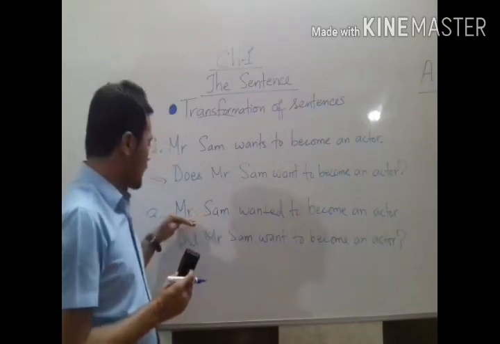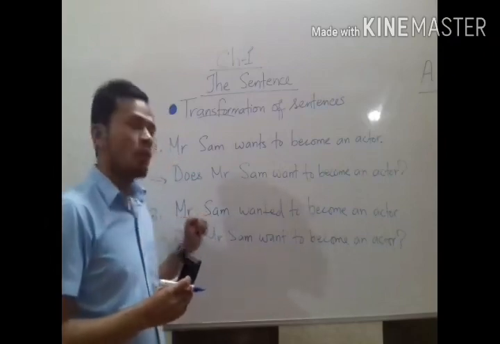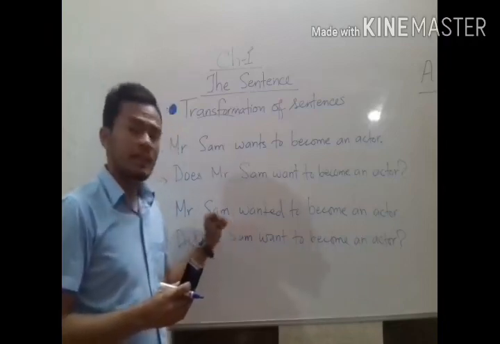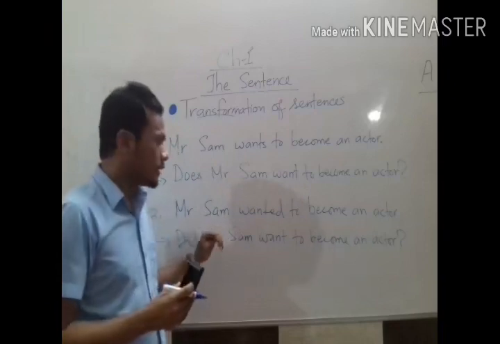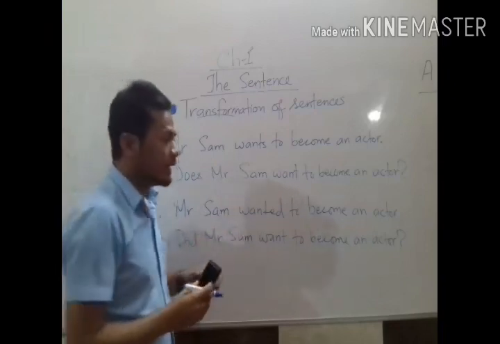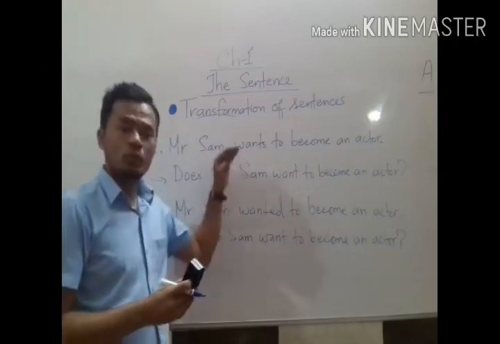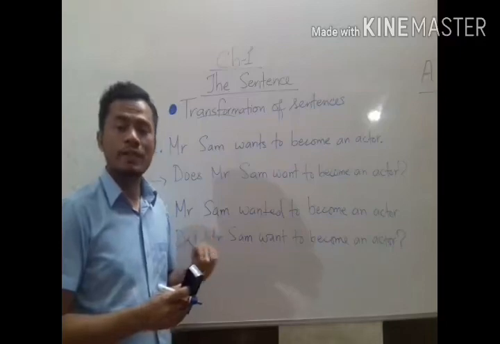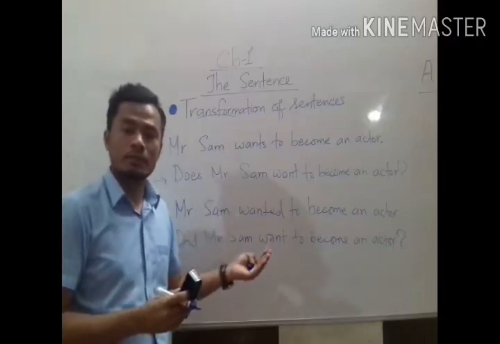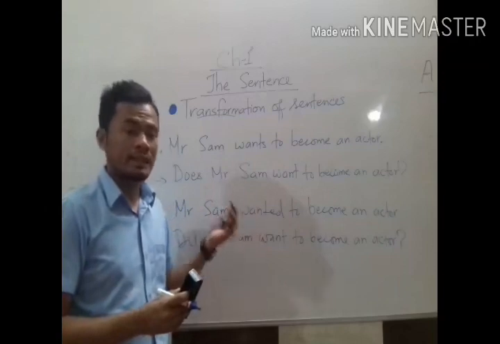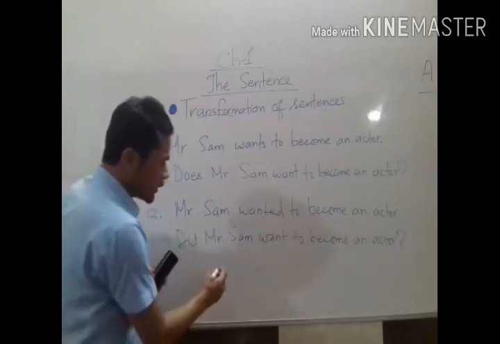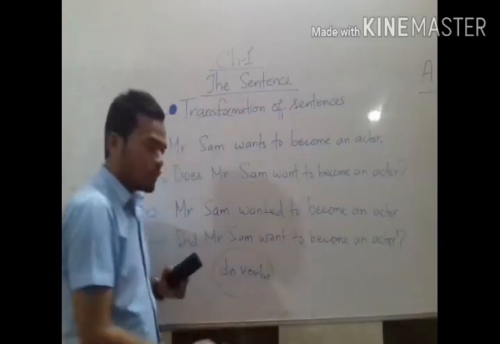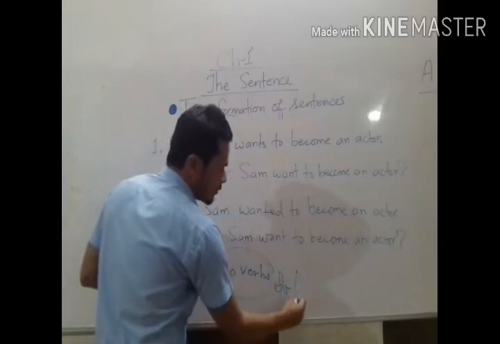In the same way, question number 2, Mr. Sam wanted to become an actor. Same sentence, but here the tense is changed. This is in simple past tense. So here also we don't have any helping verb. In these two cases, if the sentences do not have any helping verb, but we have to change those sentences into verbal questions, that means we have to use helping verbs. In these cases, we need to use the group of do verbs. Do verbs means do, does or did.